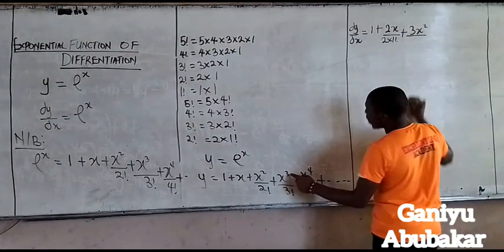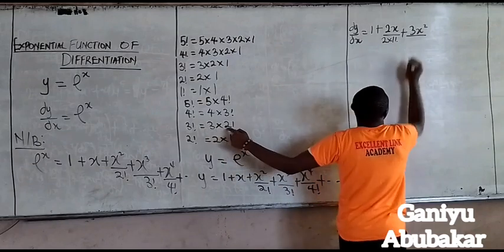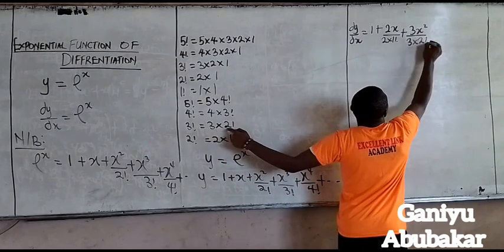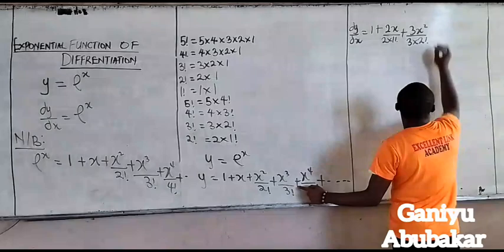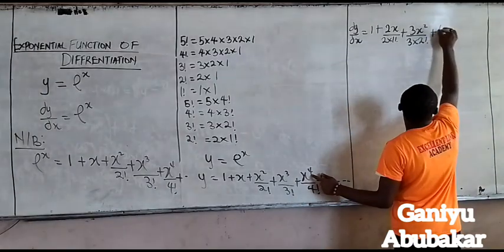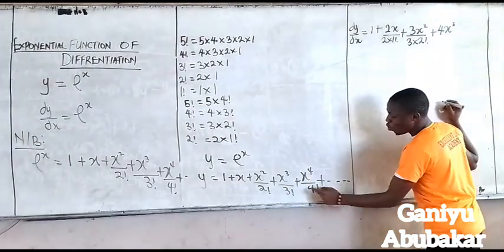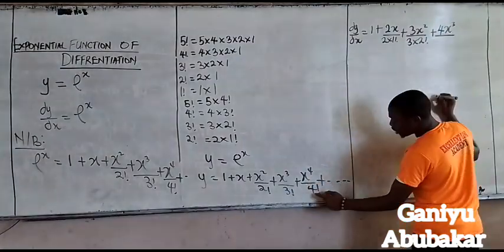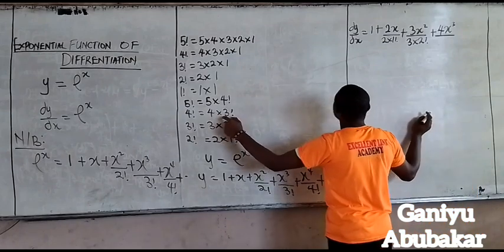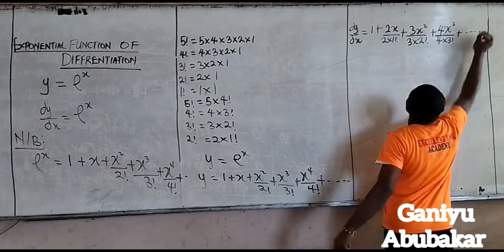3x squared over... time, x power 4 is simply what? 4x power 3. General method, please. Over 4 factorial is what? 7 factorial is what? 4 times 3 factorial. 4 times 3 factorial plus it continues.